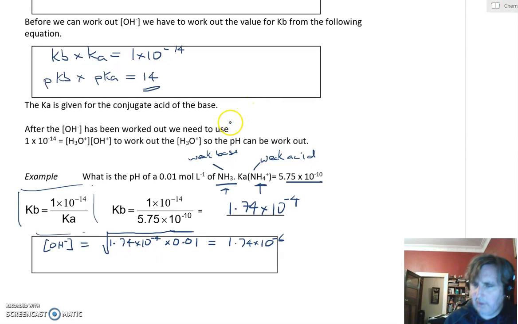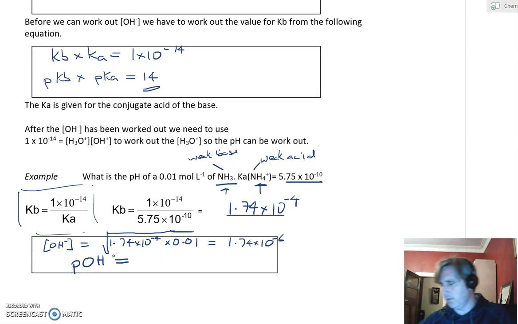Now, interestingly, we can turn this concentration of OH minus into something called a pOH. What is a pOH, you ask? pOH is just the negative log of OH minus, or hydroxide ion concentration. So if I do the negative log of this answer, let me just do this on our calculator.